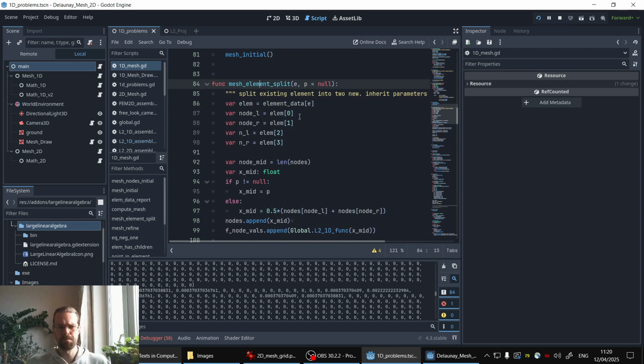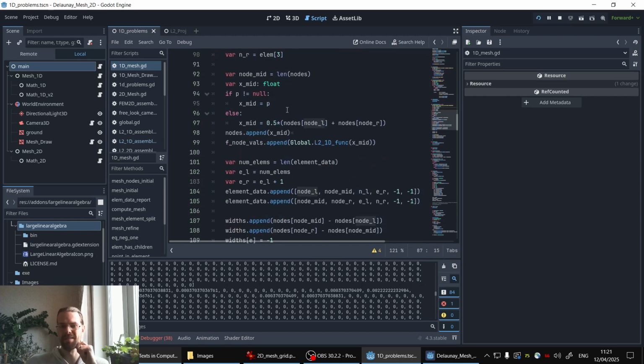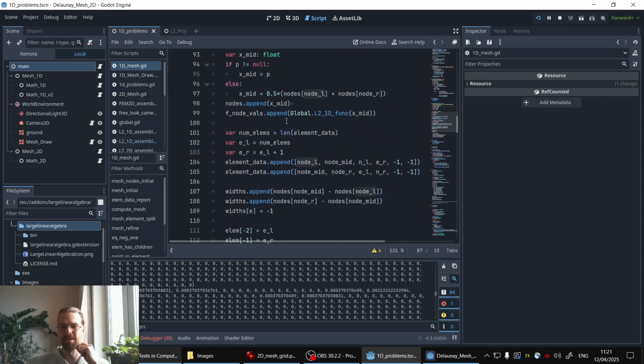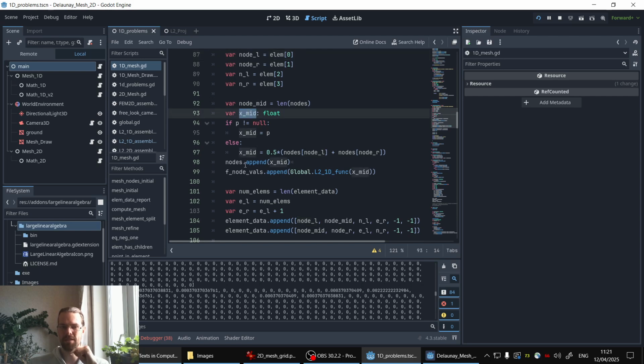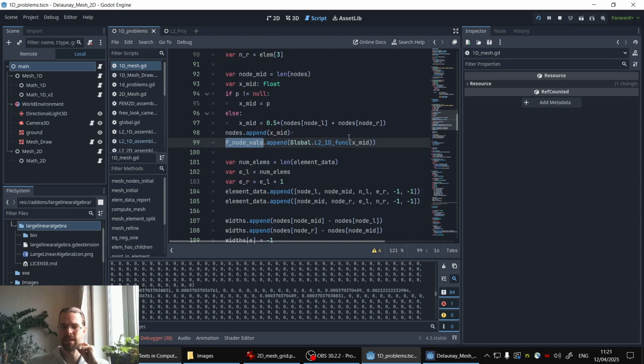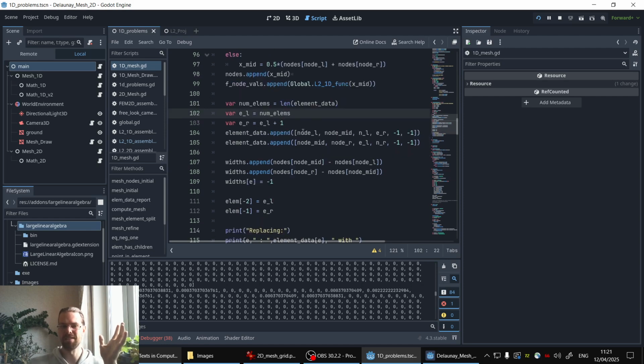Just a few observations. Of course, the left and right node will be inherited by the left and right element, and the middle node will also be used by these two elements. It's really trivial. Again, we add this node to nodes. We evaluate the approximation function value. Then we add new elements, whose IDs are just their order. And then we know that we add two elements, and we can understand which IDs they will have.